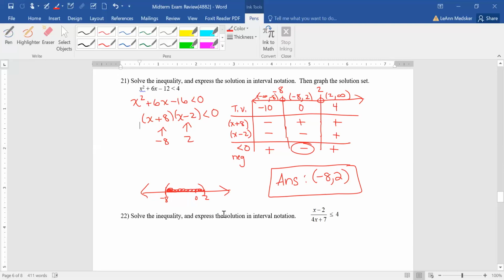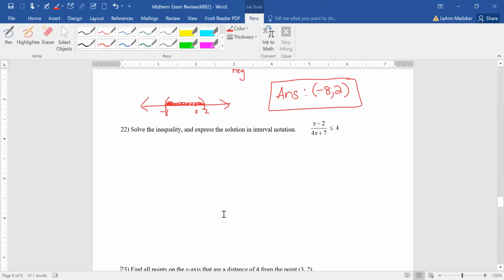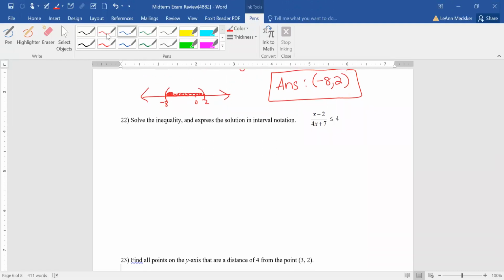All right, so let's look at number 22. Similar type setup, except this time it's the rational inequality. Now these are always a little bit more involved, just getting them ready to solve. You have to get everything on one side, so you have 0 on the right side, and you have to get a common denominator. So I'm going to move over that 4.